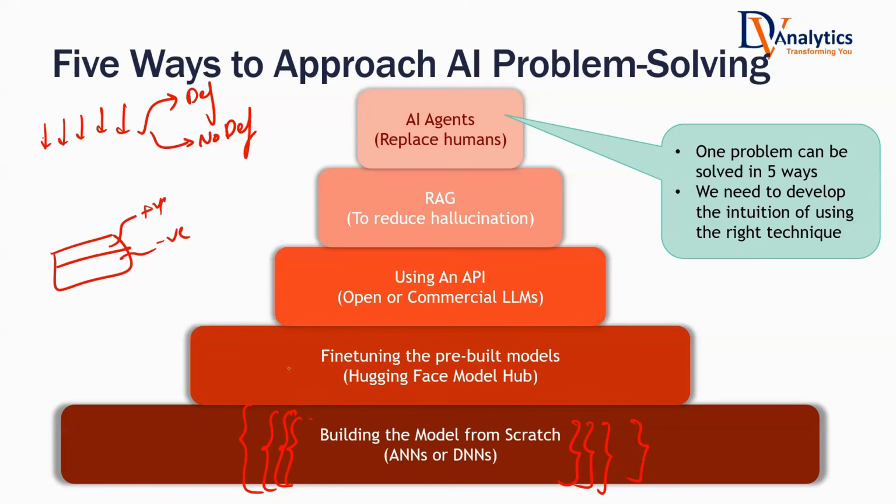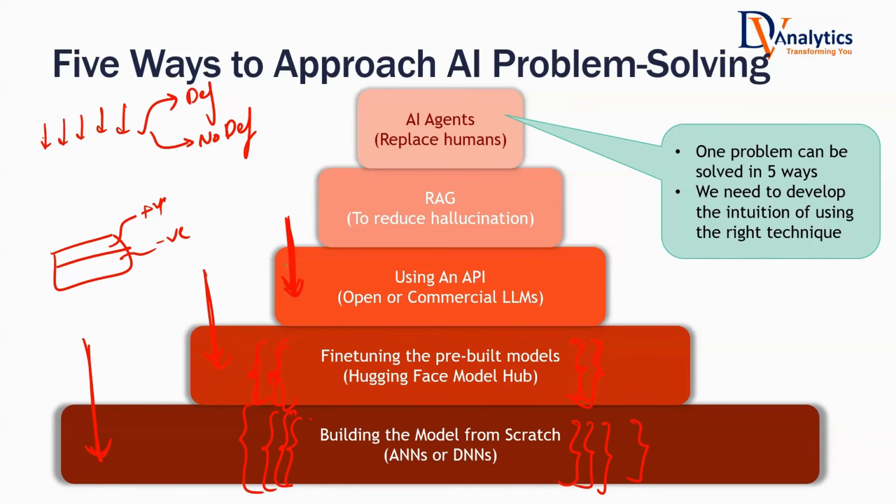The next way is fine-tuning the pre-built models. I cannot build large models, but maybe I can take the existing models and tweak them slightly so that they fit my data. That is another way of doing it. A lot of people used to do this only. Later on, when large language models came into the picture, people started using APIs.